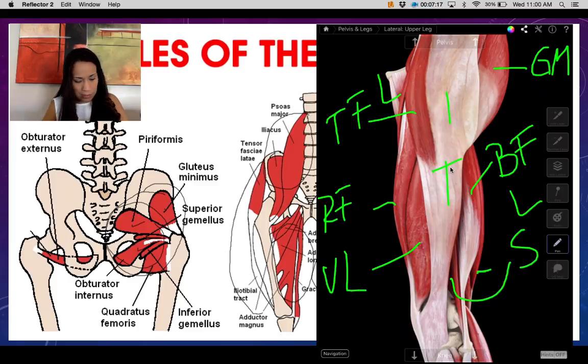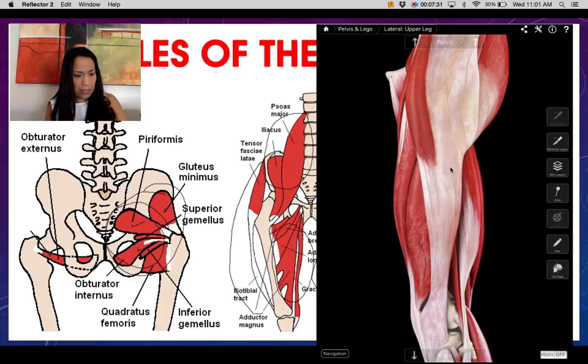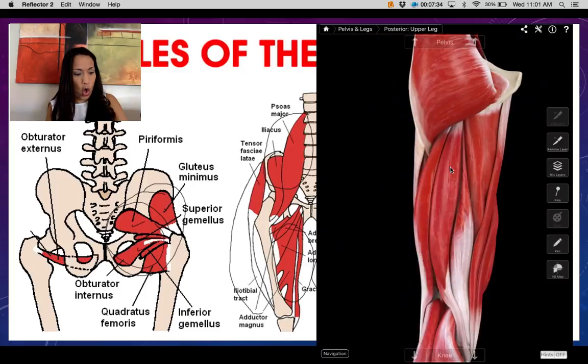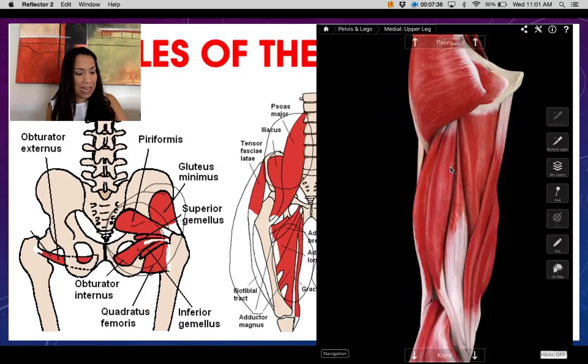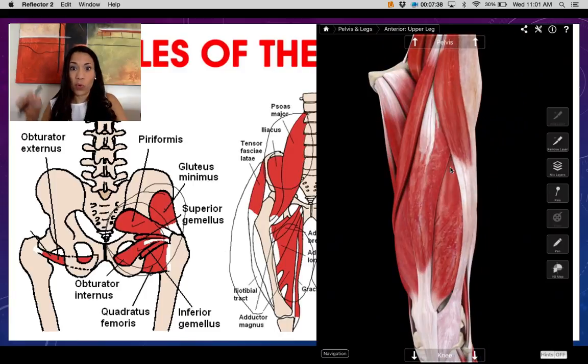Lateral to that, this I will say is semimembranosus, and this is semitendinosus, and this is semimembranosus, and that's it. So we have learned all of these muscles, guys. Not just that, but the ones that are deeper to that.